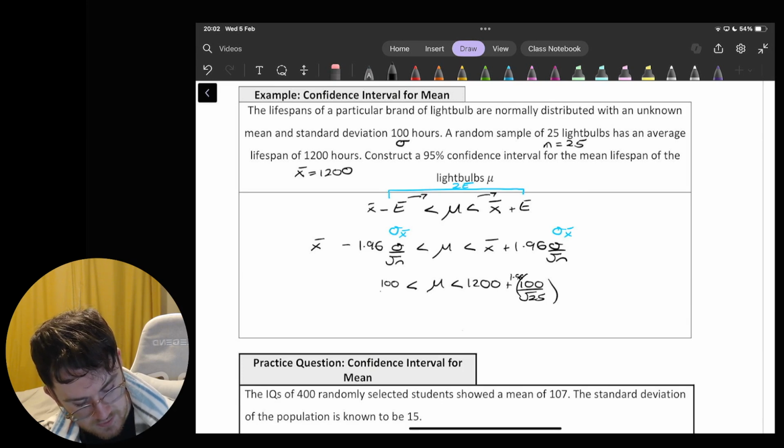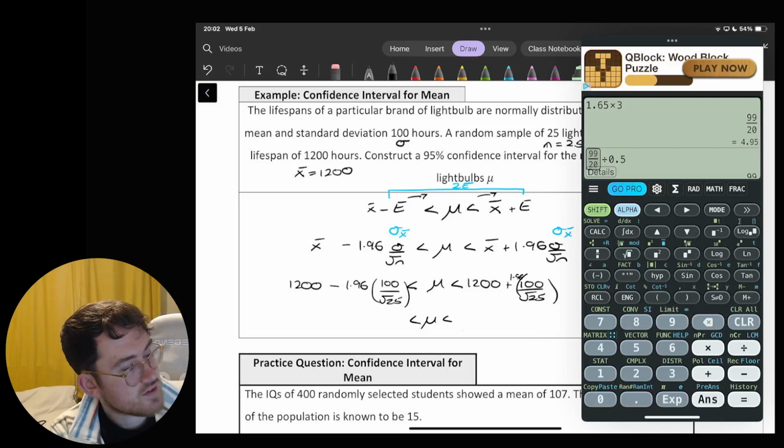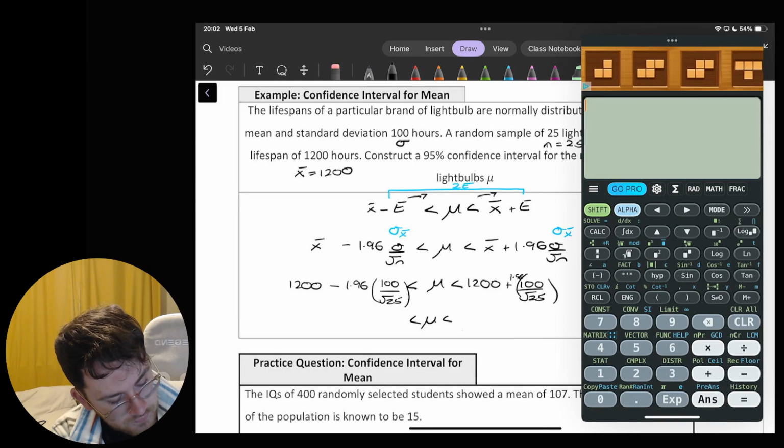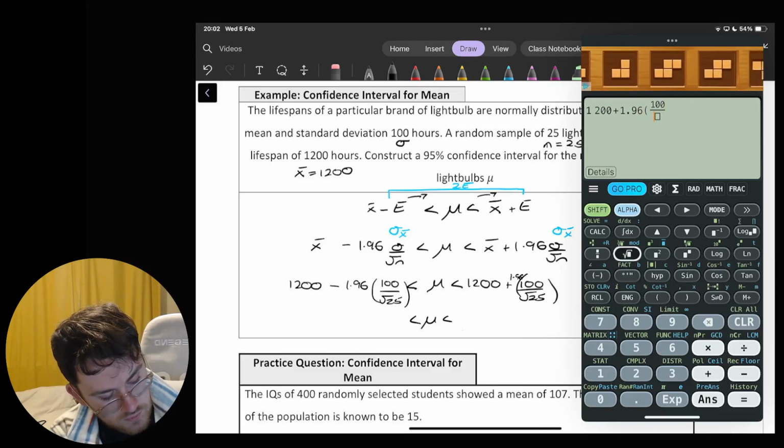And you can see what I mean. It's very easy to forget here, but very, very important. So let's fill in all of these values then. 1.96 times 100 over root 25.